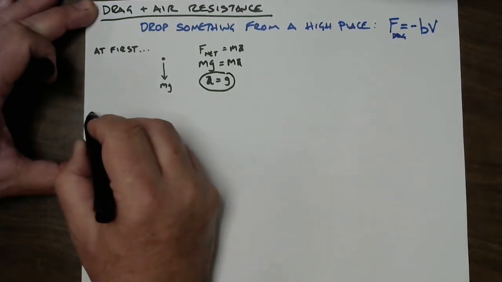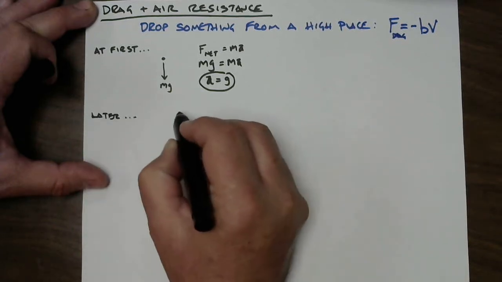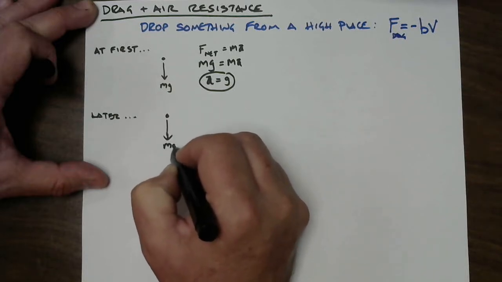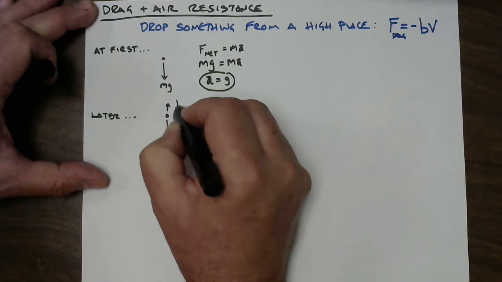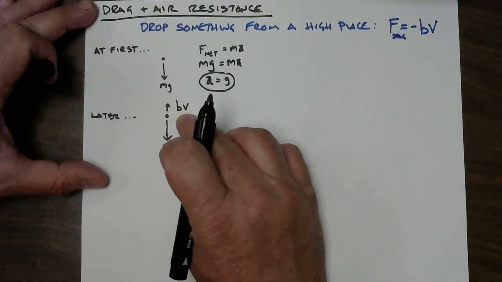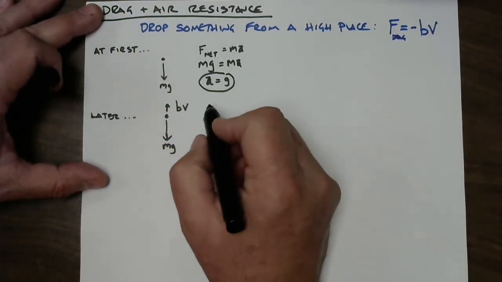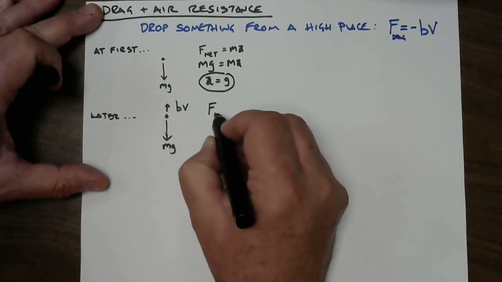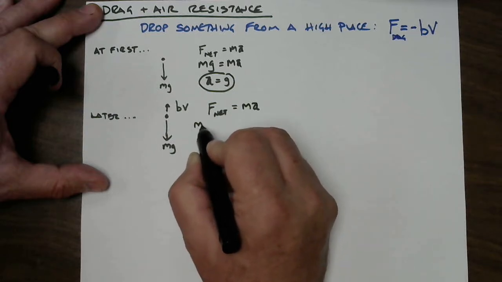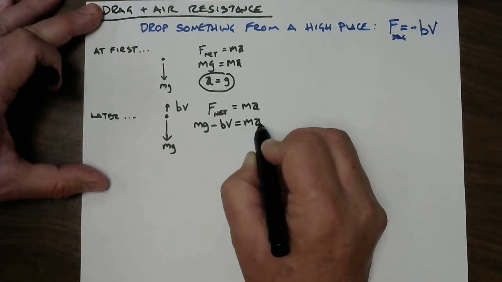But then you would start moving, and you would still have weight. But now there would be a small upwards force of b times v. Not very big. You've just started moving. You've been accelerating, so you've got some velocity. You're getting a little bit of drag, but not a whole lot. And now we do this again, and it turns out a little different. Now we have m times g minus b times v. That's the net force, and that equals m times a.